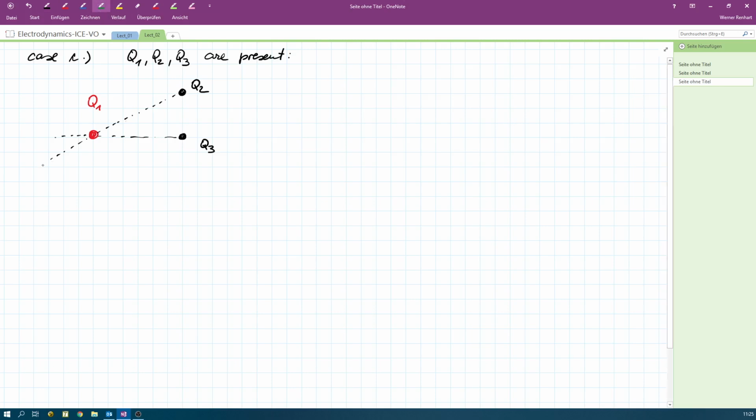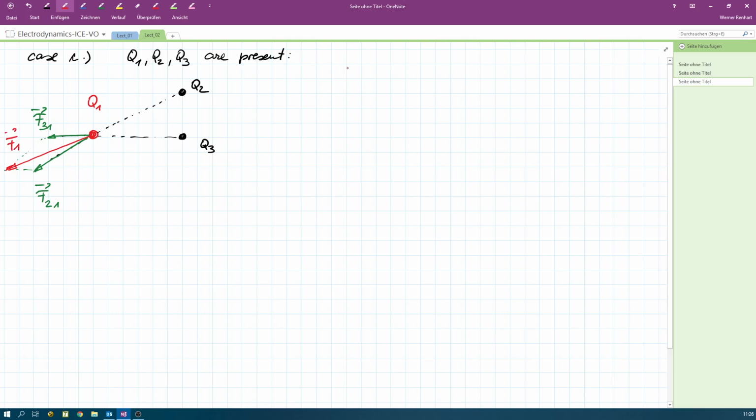And we had the vectors F2,1 and the force F3,1 from charge 3, Q3, to 1. So we have to superpose the vectors to get the vectorial addition, the whole force acting on this charge Q1. This may be F1.